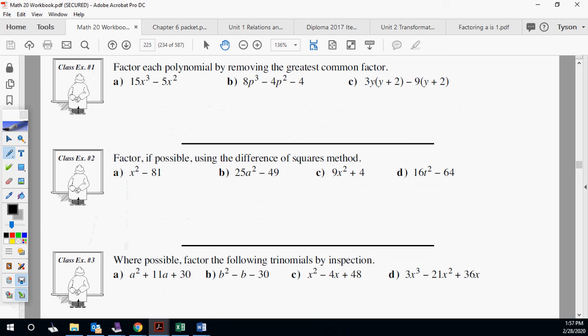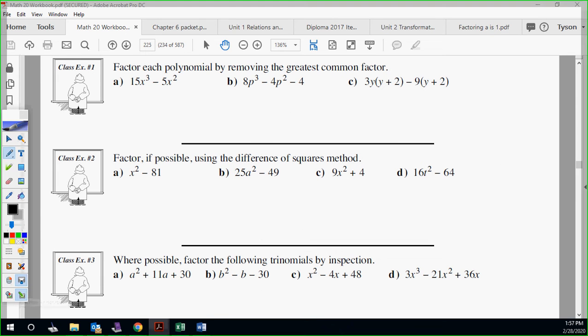Okay, so this section says factor each polynomial by removing the greatest common factor. Greatest common factor is just finding out what they have in common. So for A, they have a 5 in common and an x squared in common. When you're pulling stuff out, you're dividing it. So 15 divided by 5 is a 3. I had x cubed, I took 2 of them out, I have 1 x left. See how there's a 5x squared here? That's what I took out. I took it out, but a 1, not a 0, there's a 1 left. So if you distribute it back, it would be the same thing.